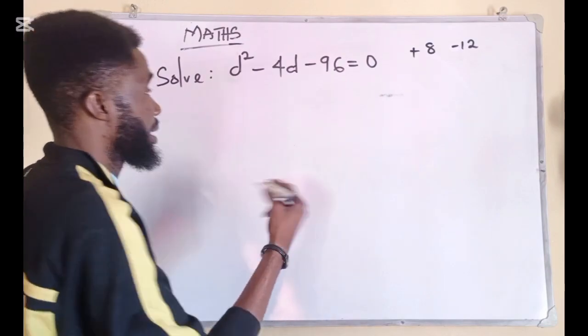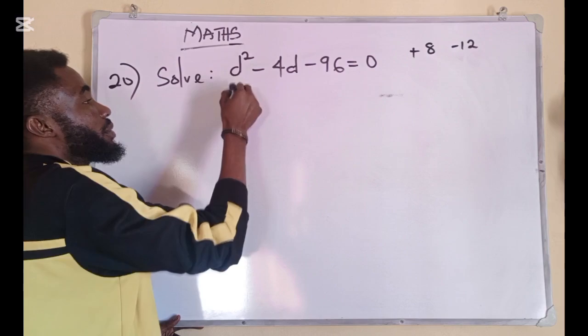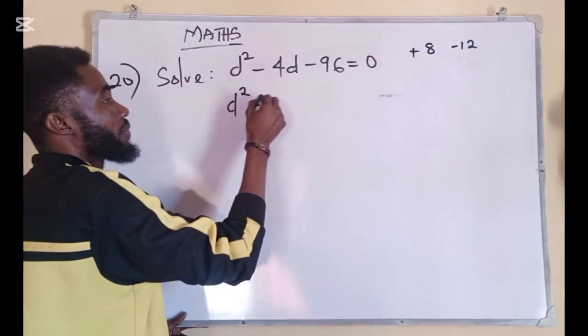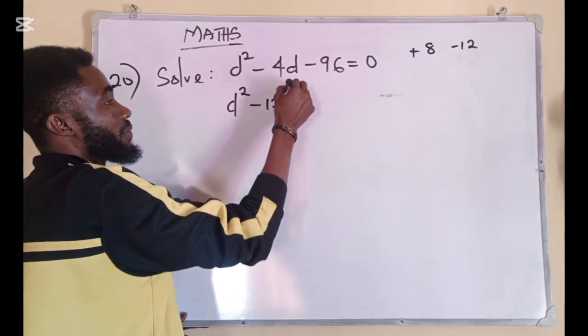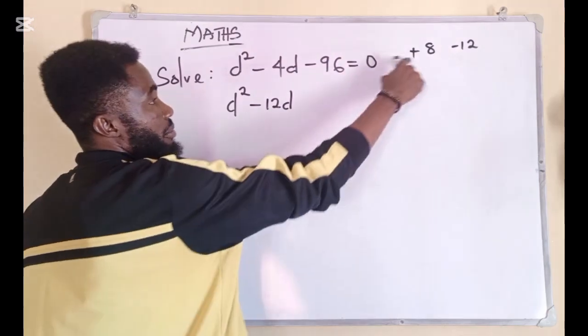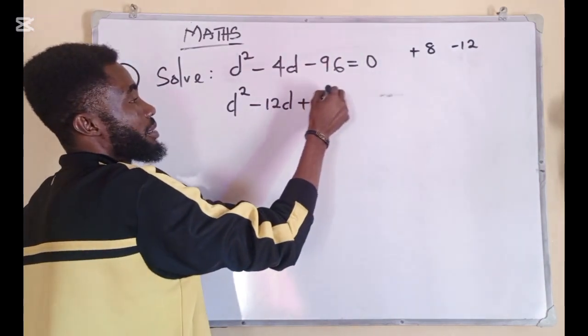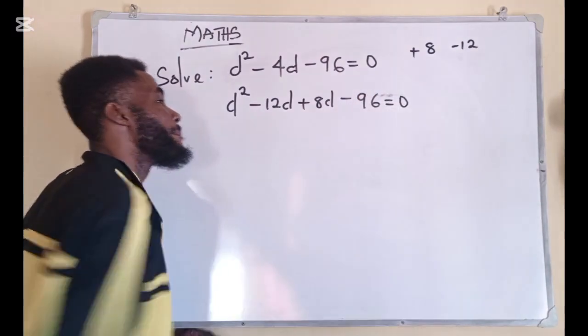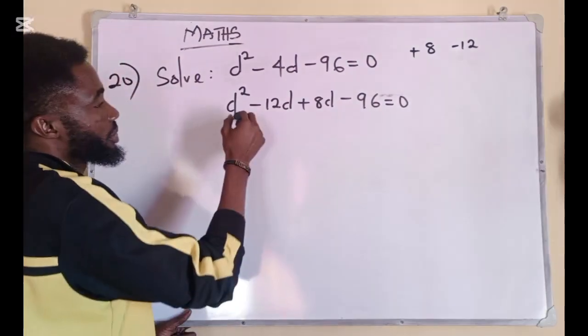So now let's factorize quickly. So we have d squared here. We are starting with the smaller number, which is negative 12. I have here negative 12d, then plus 8d, and minus 96 is equal to 0. So let's continue, guys.